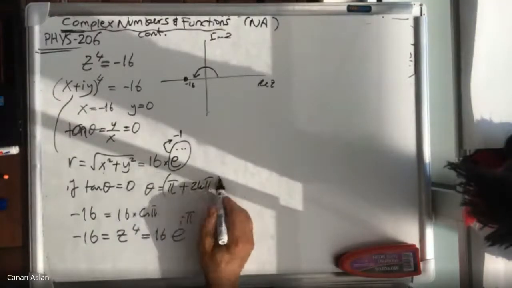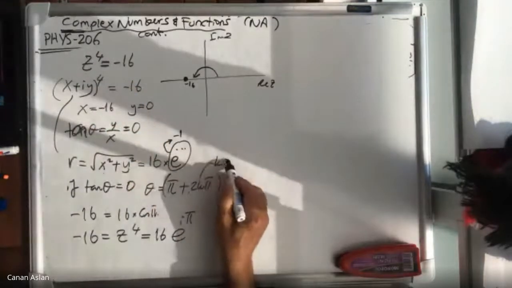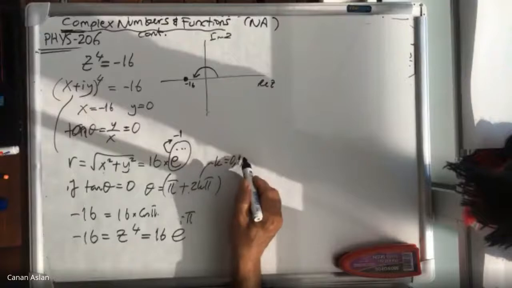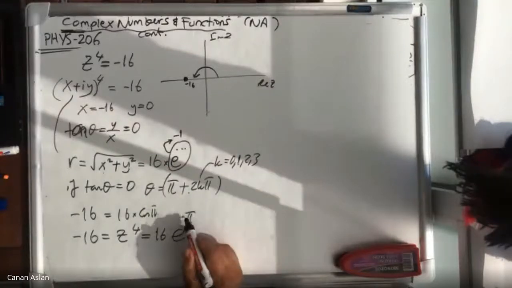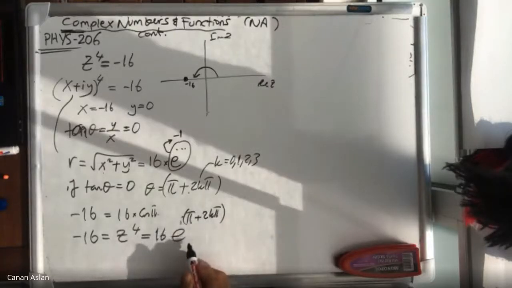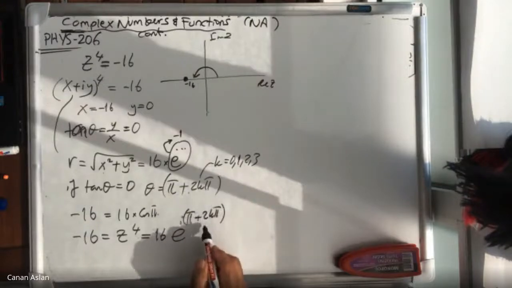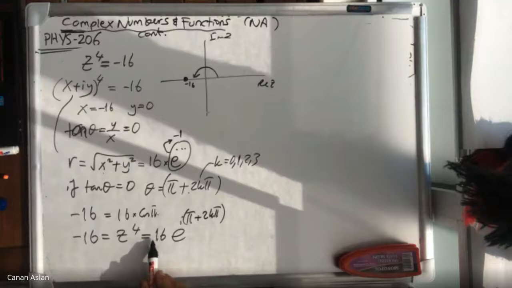How many times are we adding here? Because this is fourth order, 4 times. So k will go from 0, 1, 2, and 3. So e to the i (pi plus 2k pi) will give you the phase of it. As you see, each one of these exponential terms where k is 0, 1, 2, 3 will give you minus 1 exactly, so that you will have minus 16.